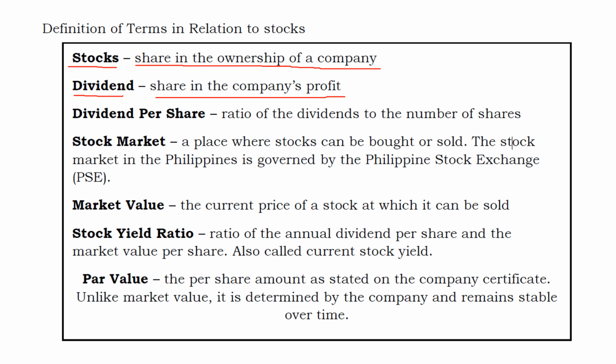When we say dividend per share, it is the ratio of the dividends to the number of shares. So we simply divide the dividend by the number of shares, and it represents the ratio between these two variables, and that will be your dividend per share.